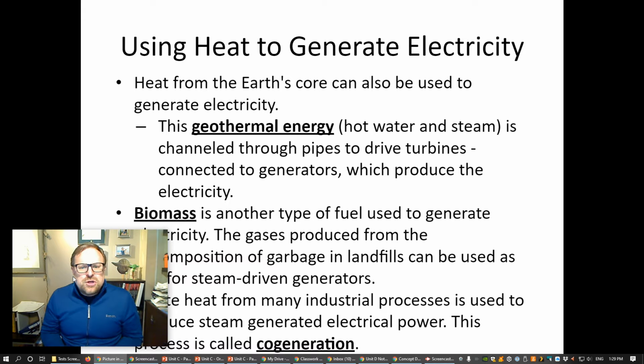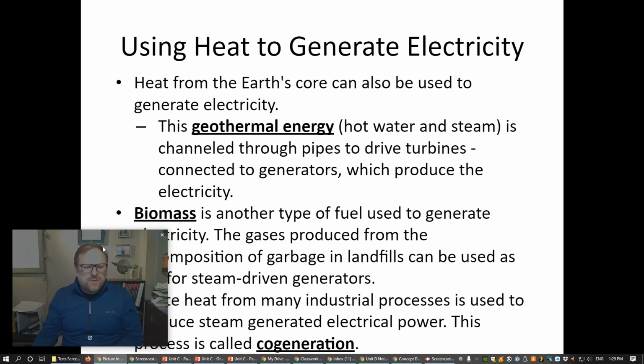And so we use geothermal energy, which is the heat from the Earth's core. And if that heat from the Earth's core, which is very hot, gets close to the surface, we can again use it to heat water to create steam. Run that steam through pipes to drive turbines connected to generators, which produce electricity.